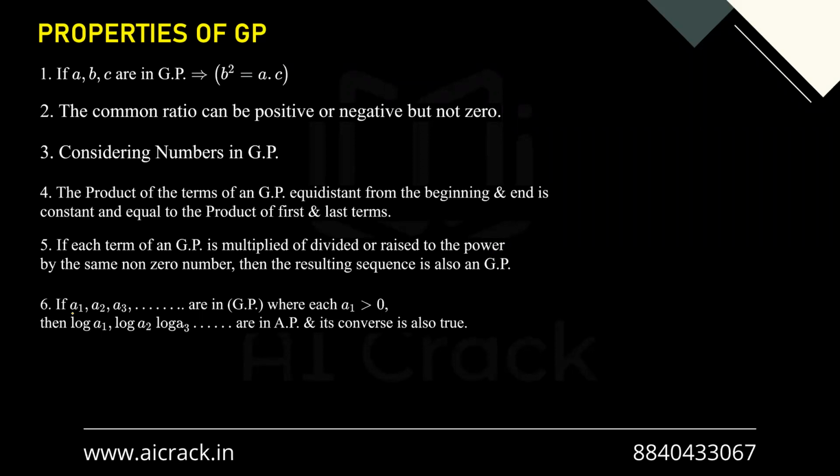Now let's talk about the sixth property. If a1, a2, a3 are in GP, then log a1, log a2, log a3 are in AP, and its converse is also true, where each of the a's is greater than 0, right? So let's talk about the last property.